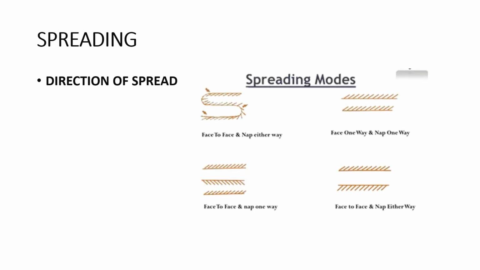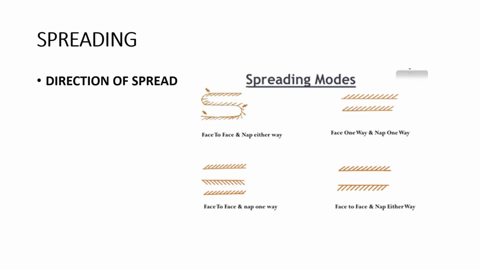That is, I was talking about the laying of the fabric. So what are the different ways this spreading can be done? There are different modes of operation in this spreading. For example, face to face and nap either way. Then there are ways by which it is face one way and nap the other way. So that type of situation also can come. Then face to face and nap one way, and face to face and nap either way. Those are the schematic diagrams which have been shown in these particular slides.